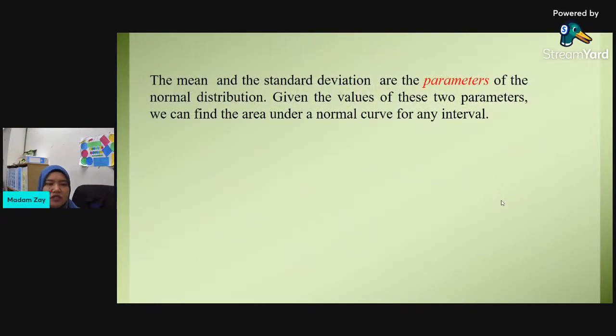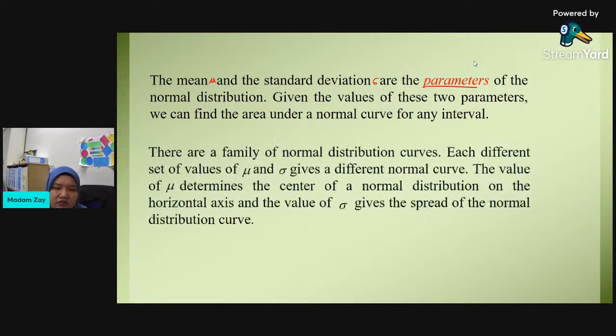Okay, so the mean, mu, and the standard deviation, sigma, are the parameters of the normal distribution. So kalau kita ingat binomial, parameter kita n dengan p. Poisson, parameter adalah lambda. So untuk normal, parameter kita adalah mu and sigma. Okay, so given the values of these two parameters, we can find the area under a normal curve for any interval. Okay, so there is a family of normal distribution curves. Each different set of values of mu and sigma gives a different normal curve.